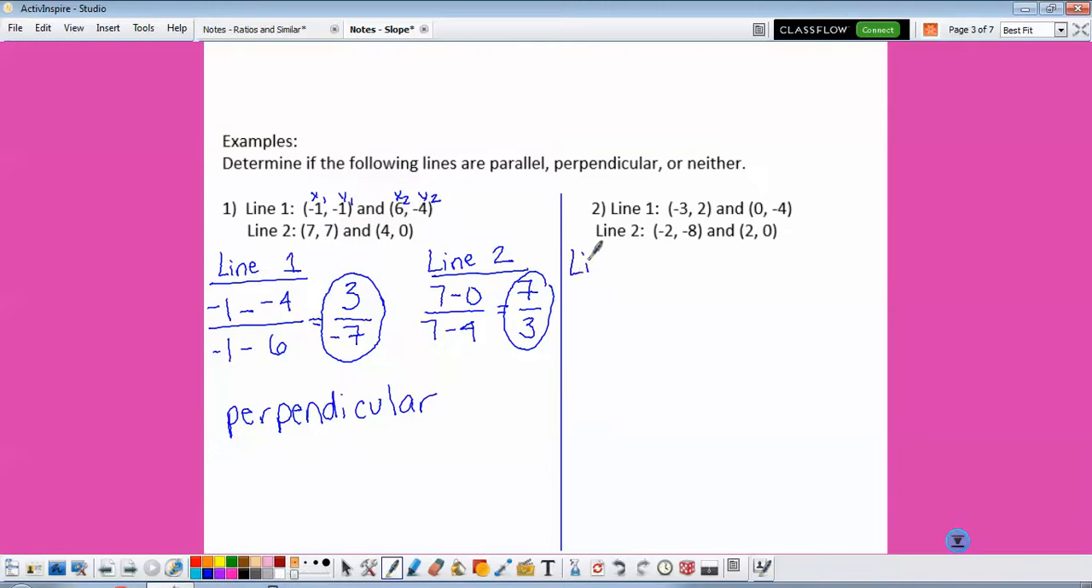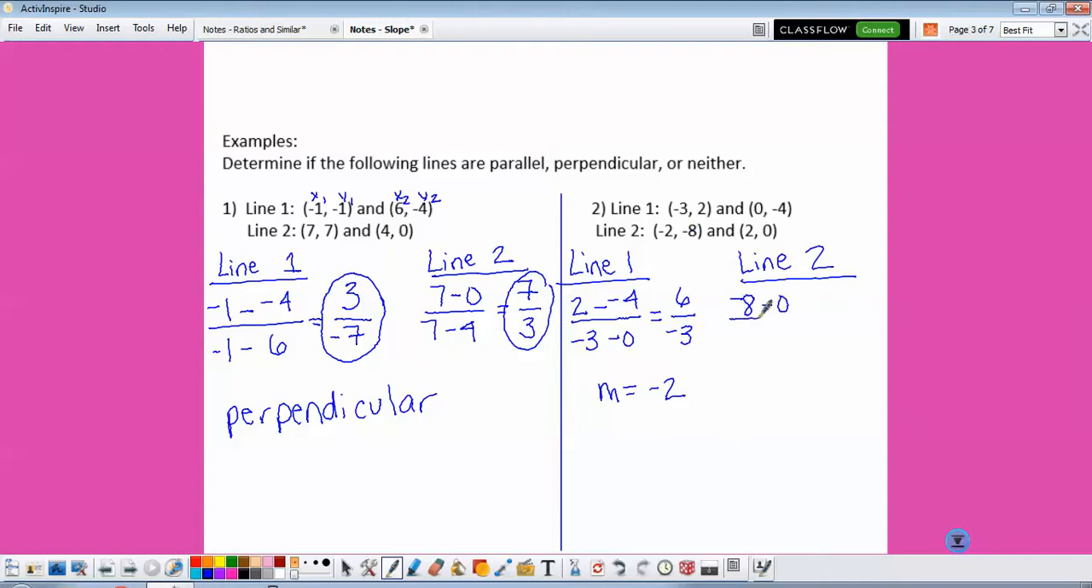For our second 2 lines, line 1 and line 2, we have 2 minus -4 and -3 minus 0. 2 minus -4 is 6. -3 minus 0 is -3. And 6 over -3 simplifies to -2. For line 2, we have -8 minus 0, -2 minus 2. We get -8 over -4, which simplifies to 2.